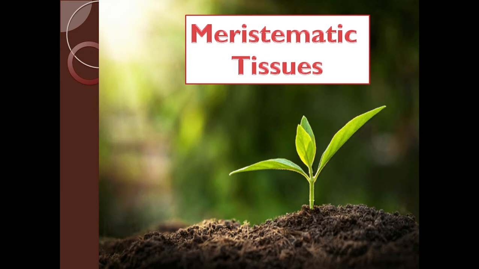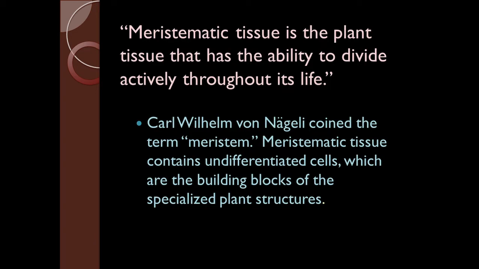So let us study in detail about the meristematic tissues. See, meristematic tissue is the plant tissue that has the ability to divide actively throughout its life. What is meristematic tissue? It is a plant tissue that has the ability to divide actively throughout its life. This term meristem was coined by the scientist Carl Wilhelm von Nageli.